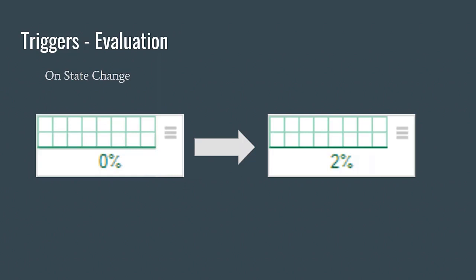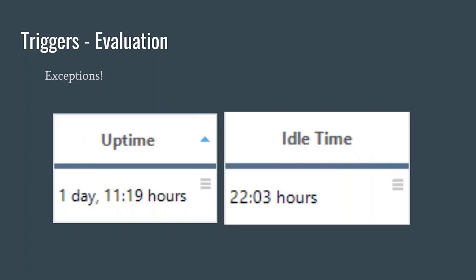where that state changed. And if there is, then it does the evaluation and sees if it needs to do some kind of action. There are some exceptions though, at least two that I'm aware of, although I think it might be true for any text-based time fields, like uptime and idle time here. You can see that it says like 1 day, 11, 19. It would be really nice to have triggers that you can operate off of this, but I don't think they do.